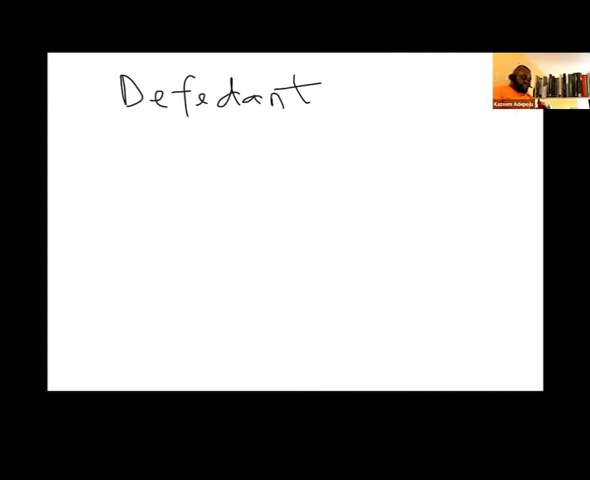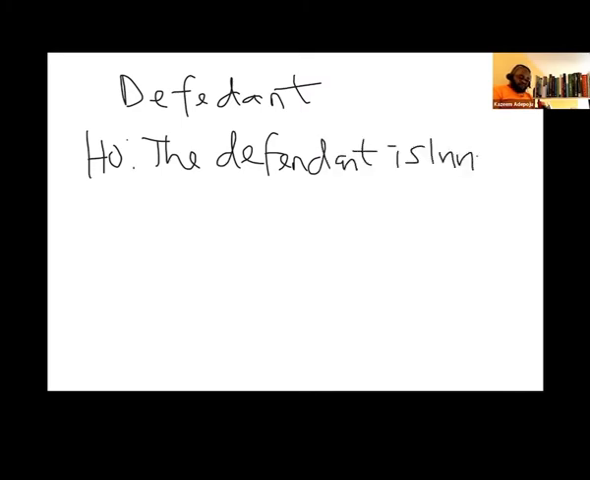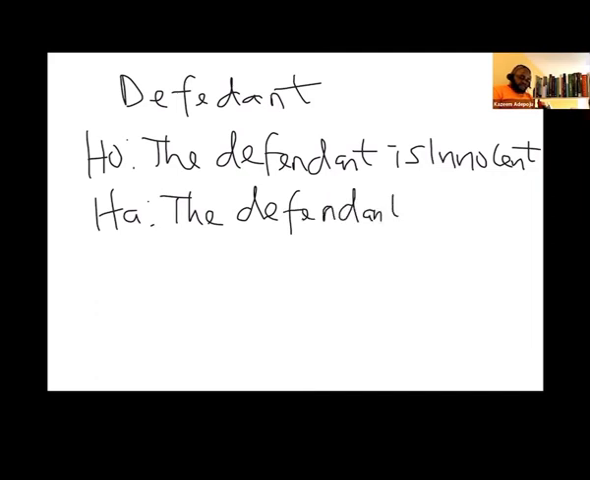Now let me tell you this. Under the law, we have two hypotheses. The null hypothesis assumes the defendant is innocent. The alternative hypothesis is that the defendant is guilty. These are the two hypotheses before the court of law.